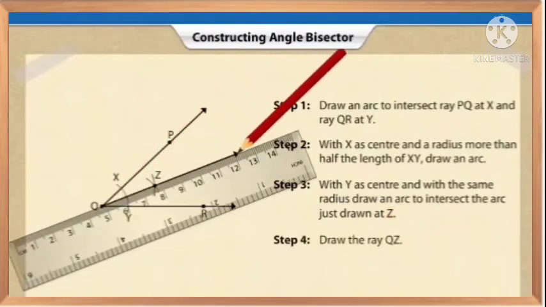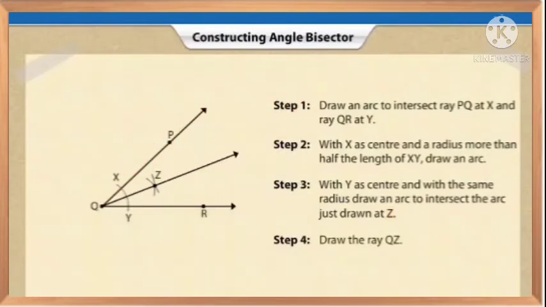Now draw a ray from vertex Q passing through point Z. Ray QZ is the bisector of angle PQR.